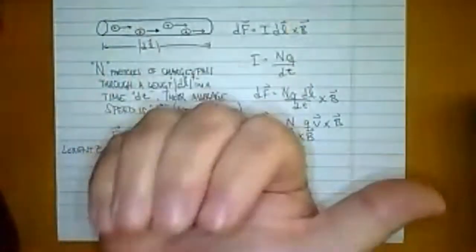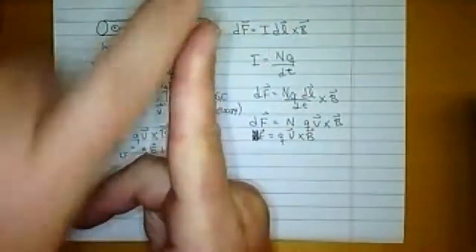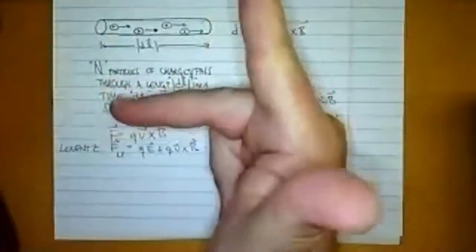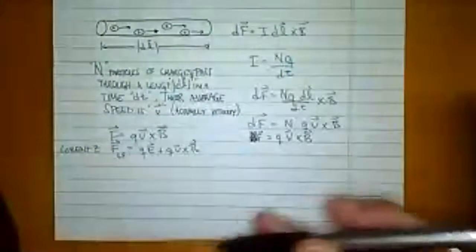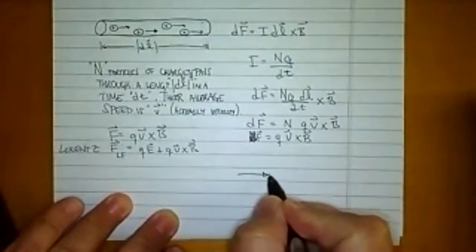And then again, I roll my hand until my palm is in a position where my fingers are allowed to curl towards the v vector. Or again, you can use this, where this is the QV vector, which is parallel to V in a positive case, or anti-parallel to V in a negative case. This is B, the middle finger here, and then the thumb, which is mutually perpendicular to both, is the direction of the force.